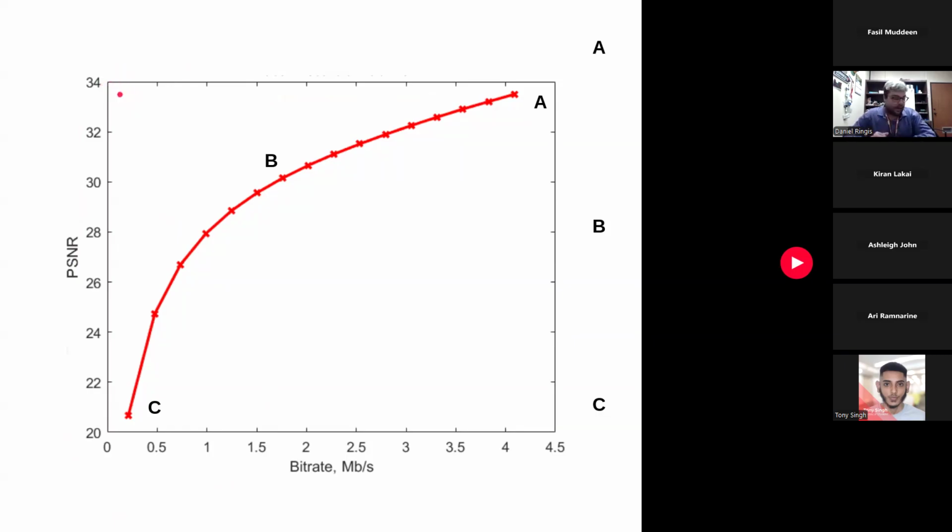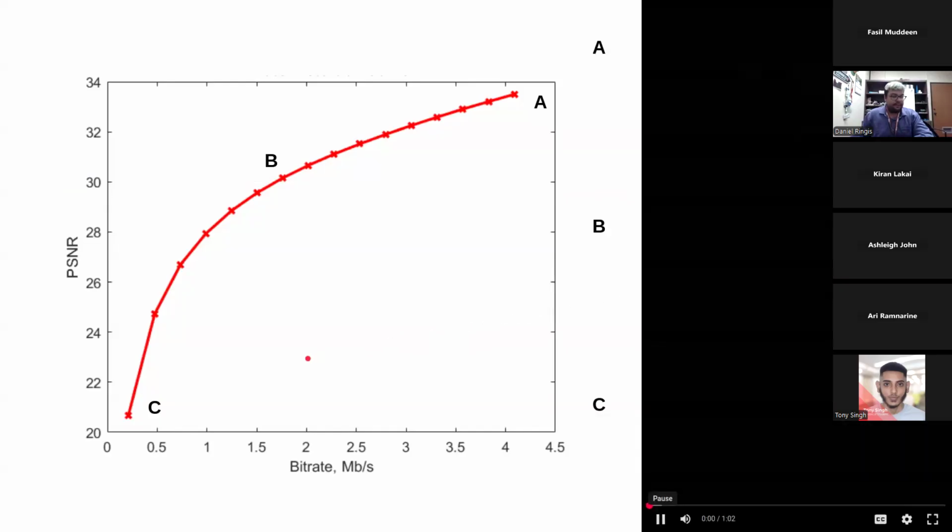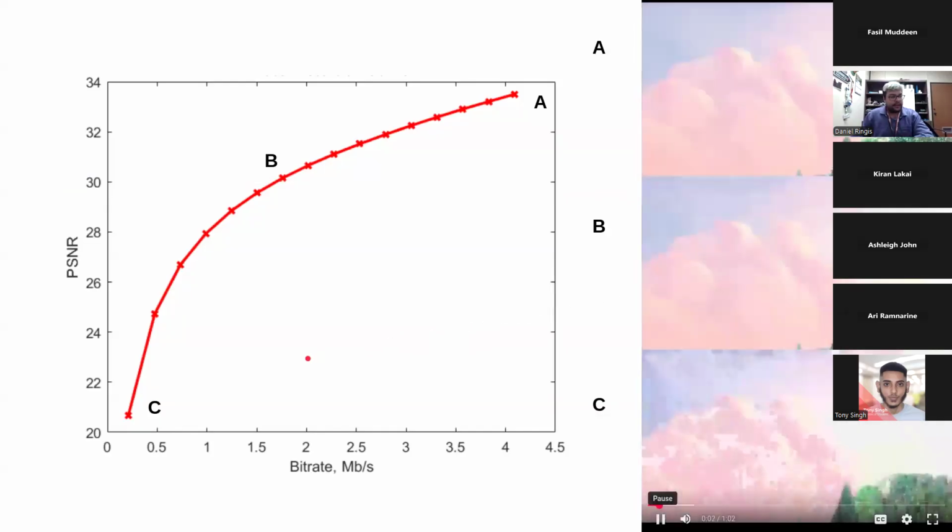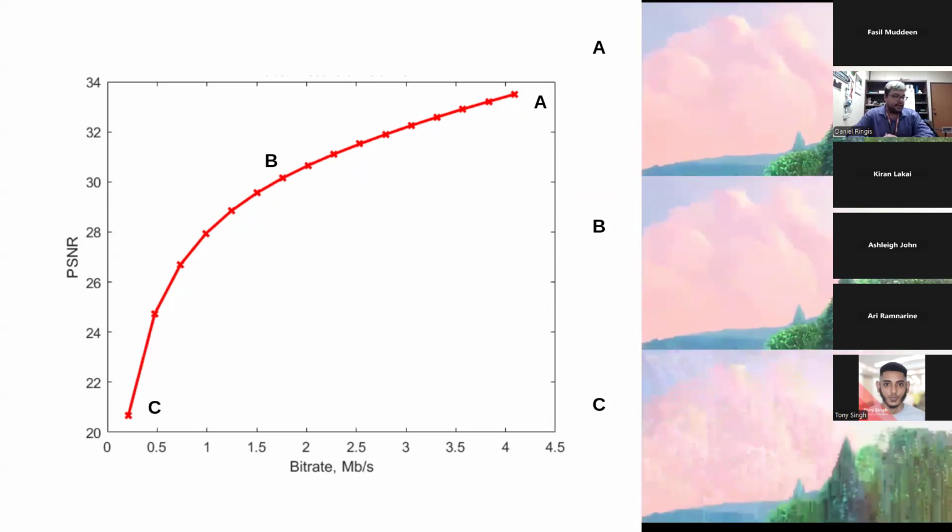What we have here in this rate distortion curve is the same video encoded with different properties, and we're going to look at that video in a bit. We have a bit rate of 4 megabytes per second and a PSNR of 33 point something, a very low bit rate with a low PSNR, and something in between. So we're going to look at these videos. We see A, B, and C.